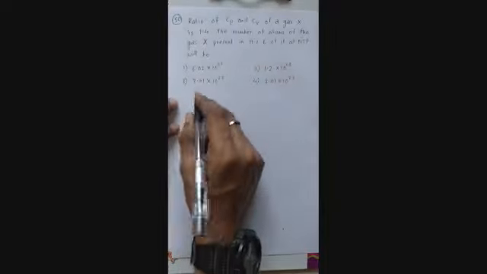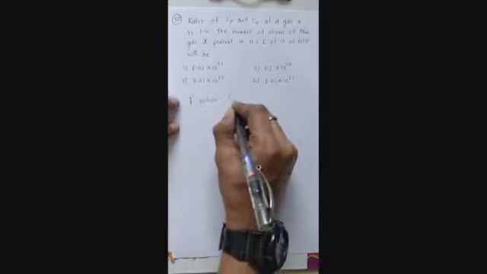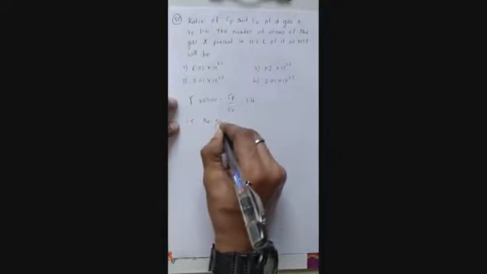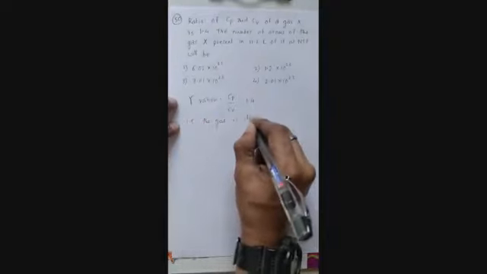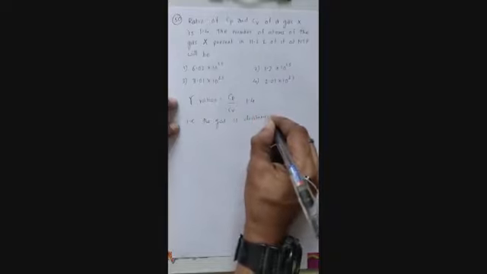Question number 50. The ratio of Cp and Cv of a gas X is 1.4. The number of atoms of gas X present in 11.2 liters of it at NTP will be. So now the gamma ratio, that is Cp by Cv, is 1.4. That is, the gas is diatomic. Correct.